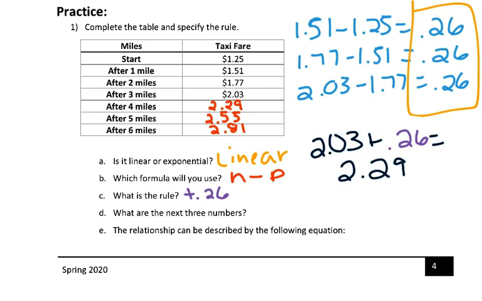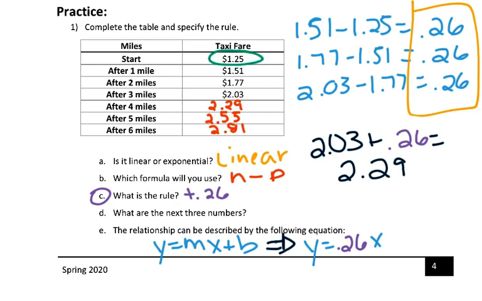Since it's linear, it's going to have the form y equals mx plus b. And so remember, our y is going to stay the same. Our m is going to come from our rule, which was part C, so 0.26. Our x is going to stay where it's at. And then our b is going to come from the very first number that we started with. So we're going to start with our 1.25. So down here we will say plus 1.25. So this would be our equation.